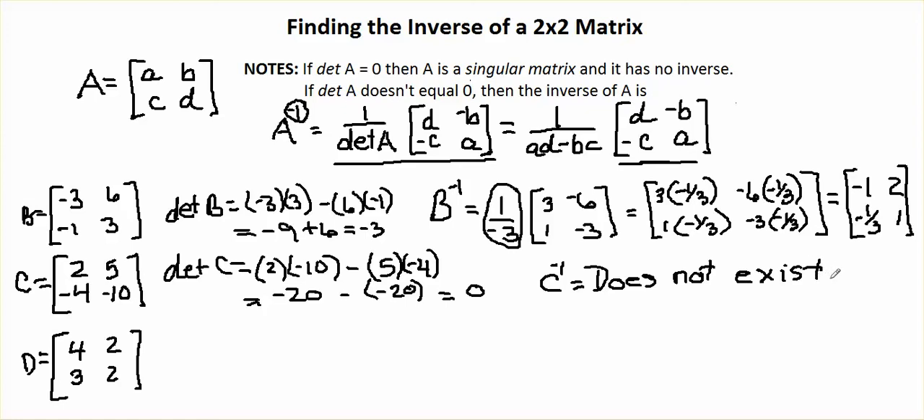So now what I'd like you to do is write this matrix down and determine whether it is a singular matrix or if it has an inverse. If it has an inverse, I want you to go ahead and calculate the inverse like we did in this example right up here.